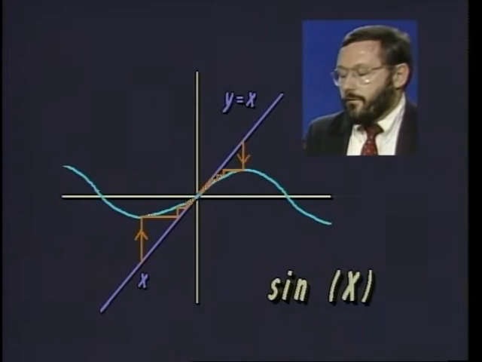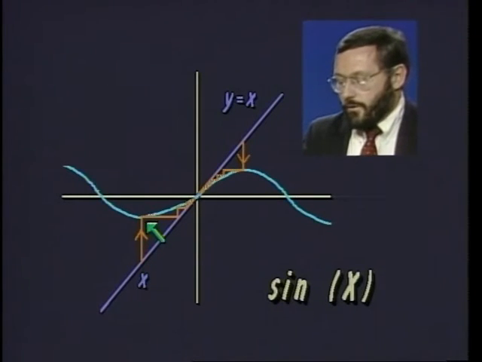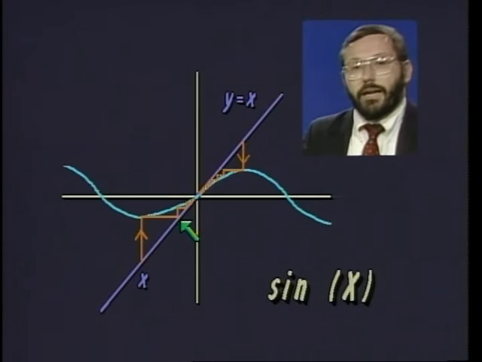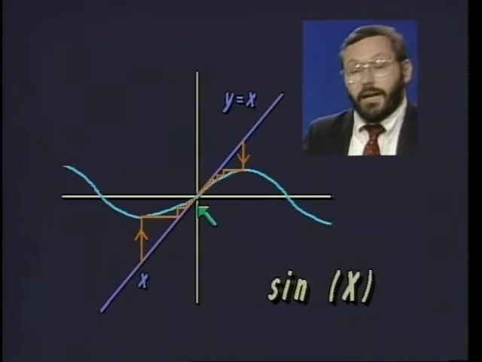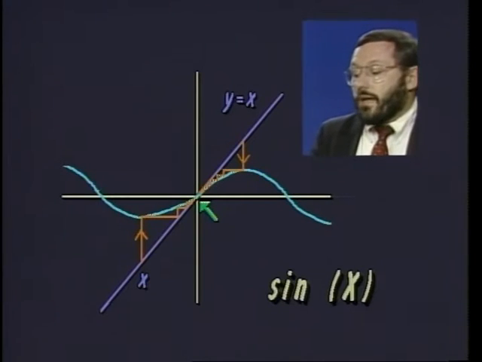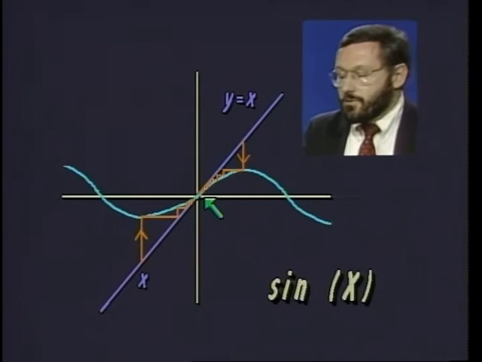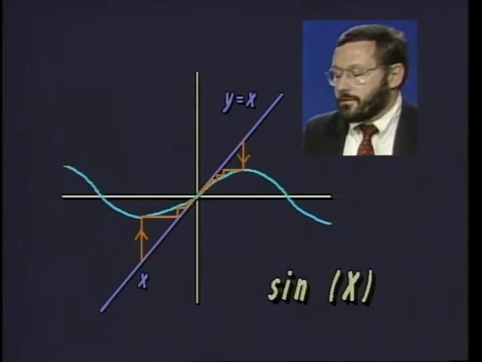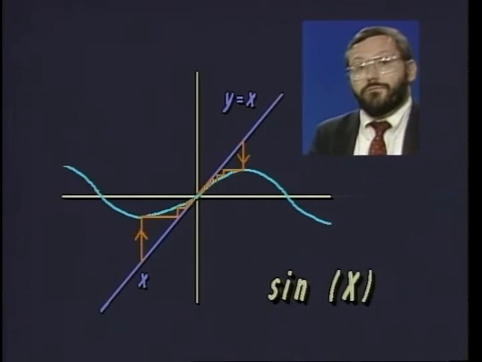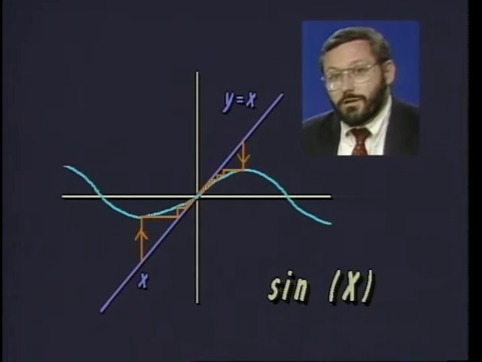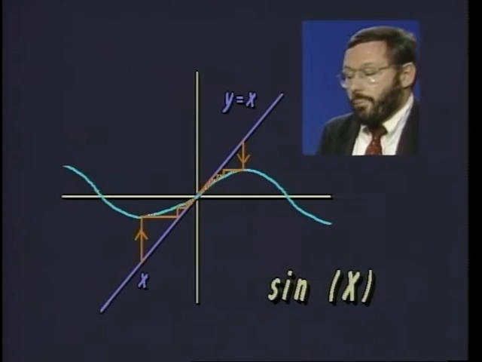To iterate, to find the orbit of x, we simply go to the graph and then over to the diagonal, to the graph and back to the diagonal, to the graph and to the diagonal. And again, you see that no matter which x you start with, when you iterate the sine function, inevitably you're led to the number 0. So iteration of the sine gives orbits which always tend to 0.